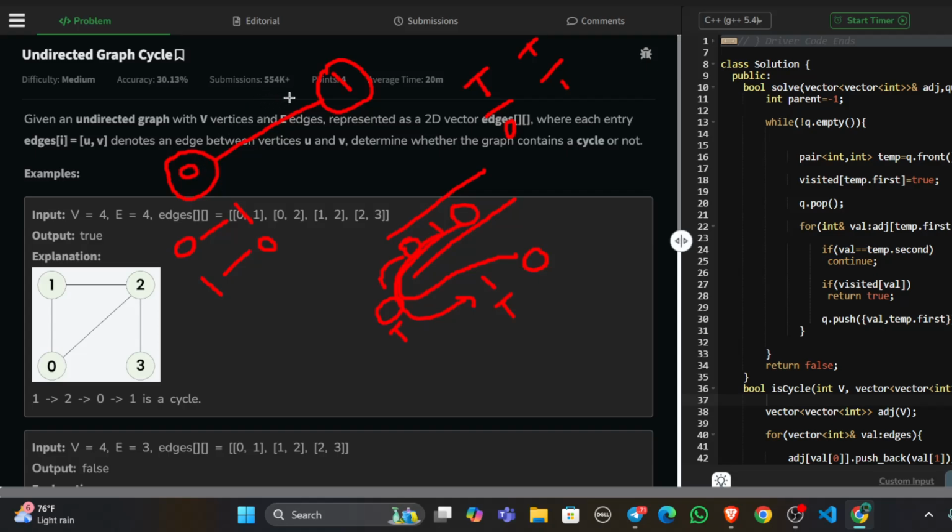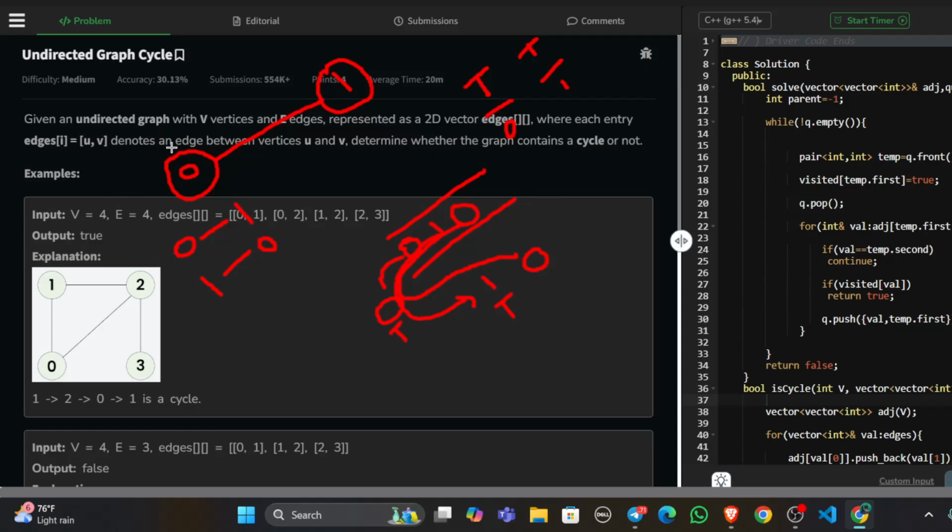From zero to one is okay, but then we move back again to zero. Why? Because this is our parent and this is our child. The child is going directly back to the parent, and we are not allowed to do that. If we handle this case, where the child does not go back to the parent, then we solve the question.